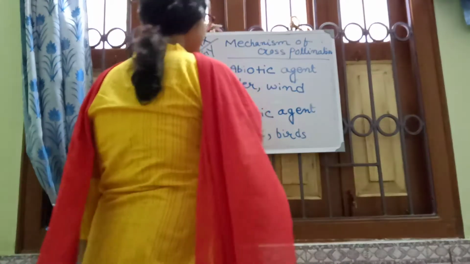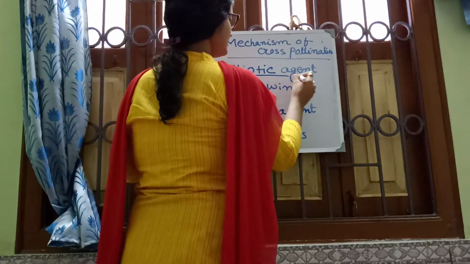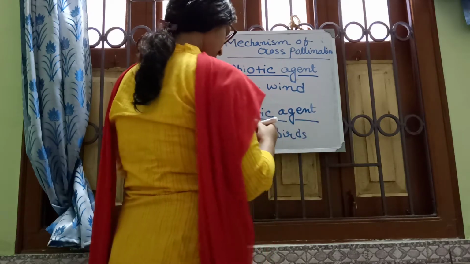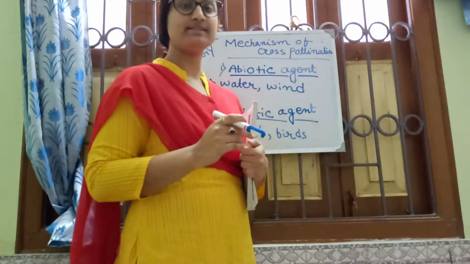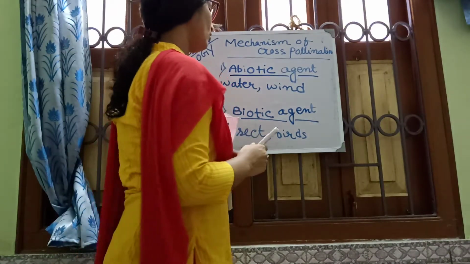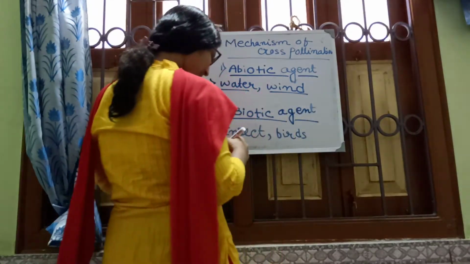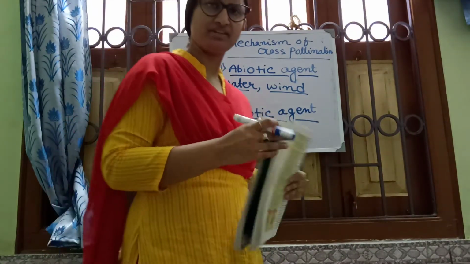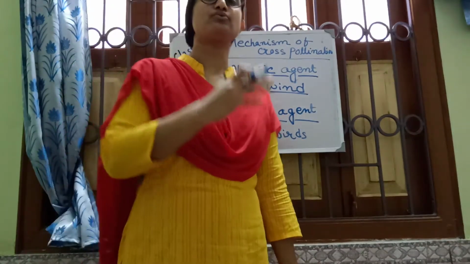The first is abiotic agents and the second is biotic agents. There are only two abiotic agents: wind, whose pollination is called anemophily, and water, whose pollination is called hydrophily. This chapter is very easy, but you have to know the characteristic features of wind pollination and water pollination properly. First, wind pollination.